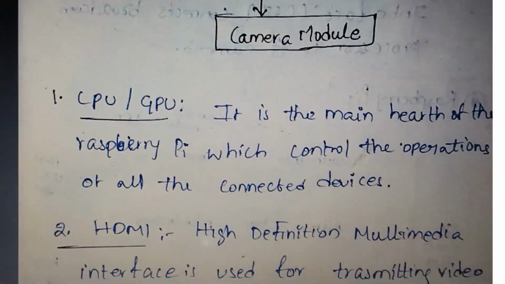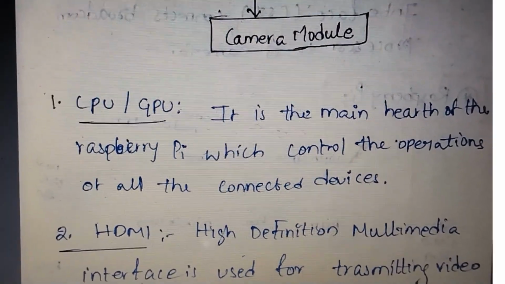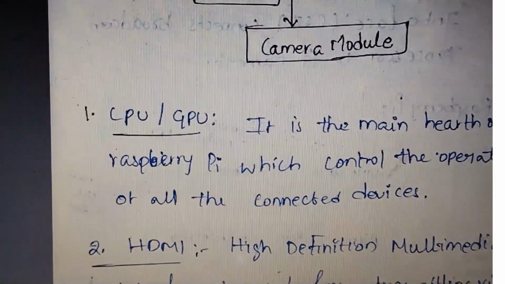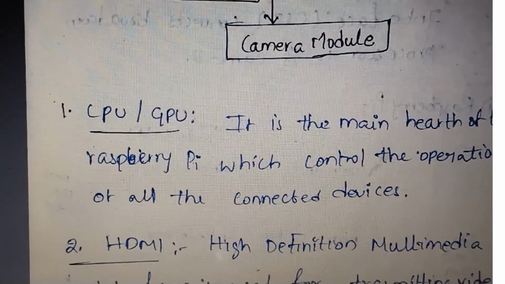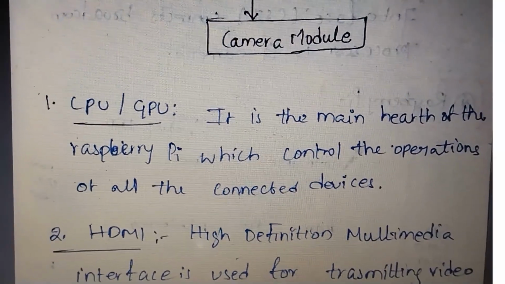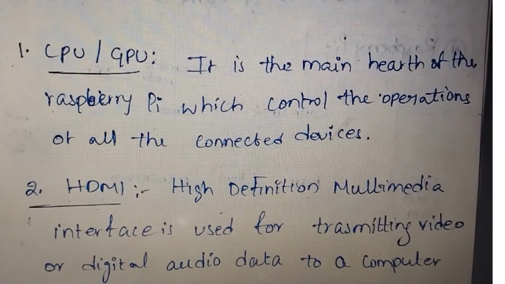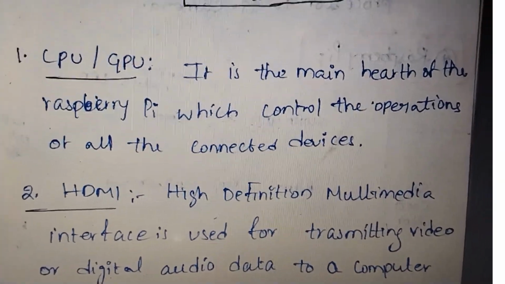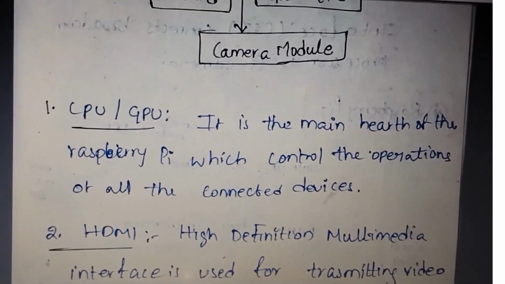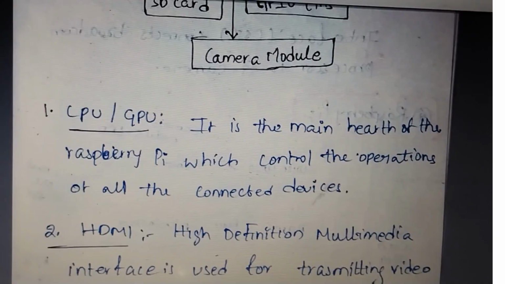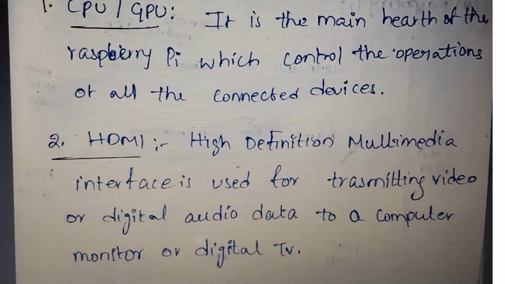Just as the CPU is the main heart of the computer, the same here also, the CPU or GPU is the main heart of the Raspberry Pi, which controls the operations of all the connected devices. How the CPU controls all the operations in a computer, same like that here also the CPU or GPU controls the operations of all the connected devices to the Raspberry Pi.